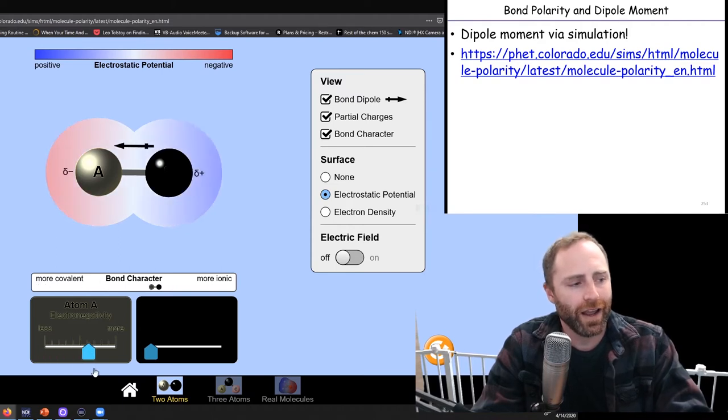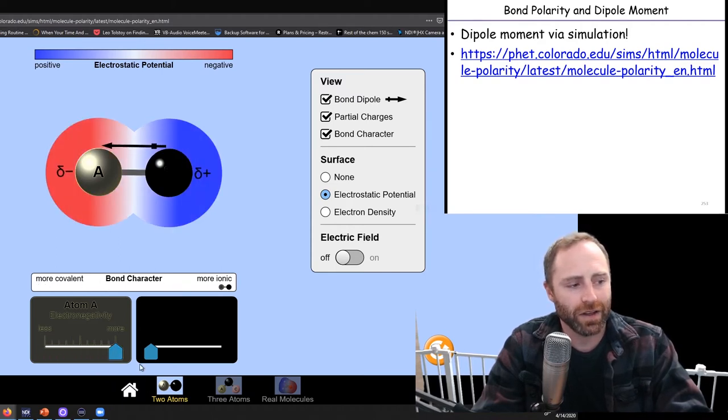If we turn A to be really electronegative, the gray atom on the left, we see the partial negative, we see the partial positive, we see the dipole moment, and we see this electrostatic potential map.